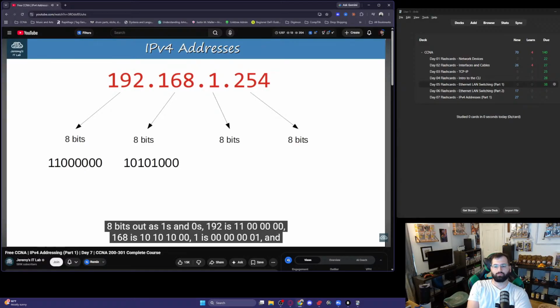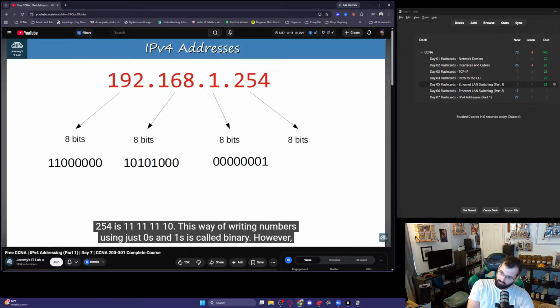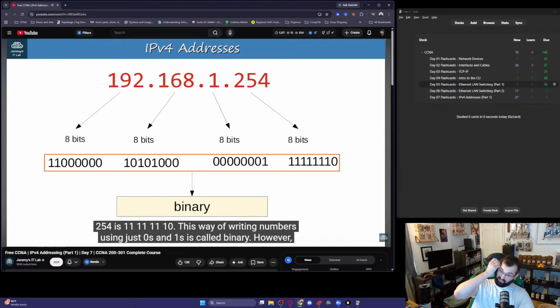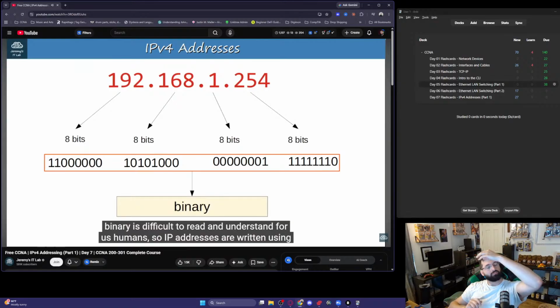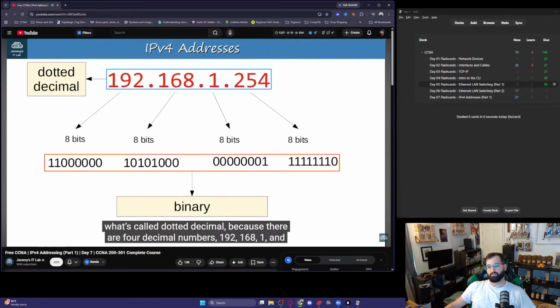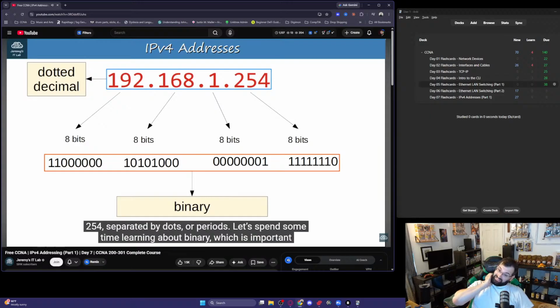11000000, 168 is 10101000, 1 is 00000001, and 254 is 11111110. This way of writing numbers using just zeros and ones is called binary. However, binary is difficult to read and understand for us humans, so IP addresses are written using what's called dotted decimal, because there are 4 decimal numbers, 192, 168, 1, and 254, separated by dots or periods.